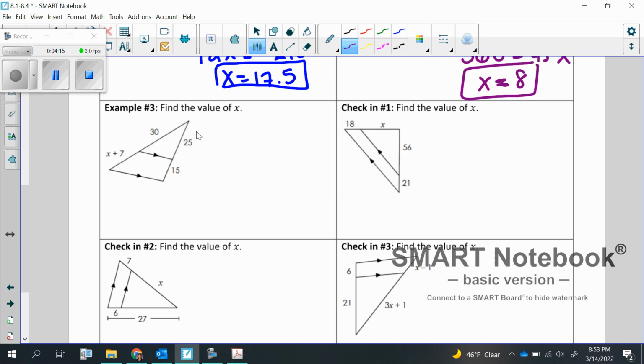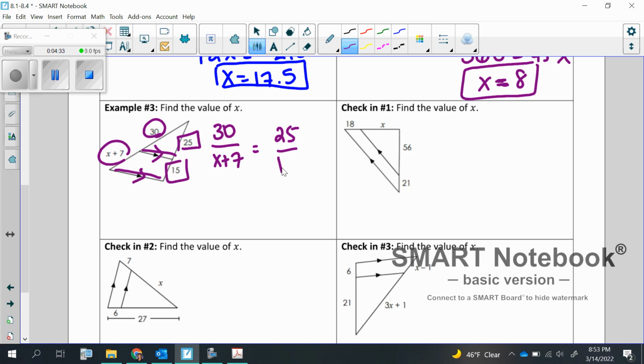So example 3 says find the value of x. Now we have a little bit of expression here, but we're going to treat it the same way. We see that these two segments are parallel. So that means that 30 over x plus 7 is going to equal 25 over 15. And we can cross multiply and solve.